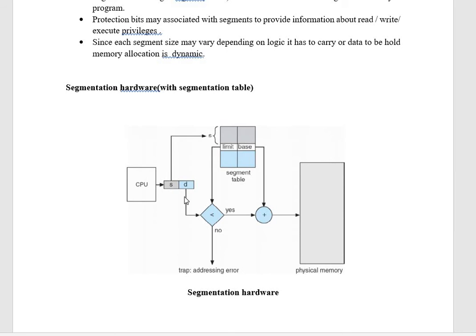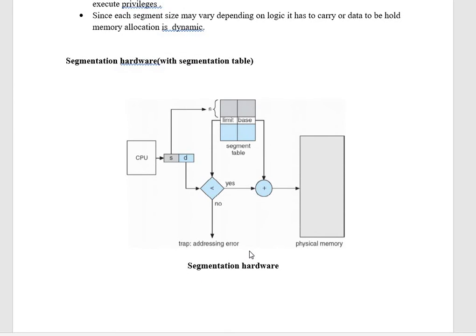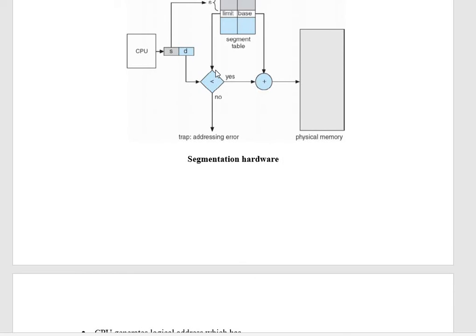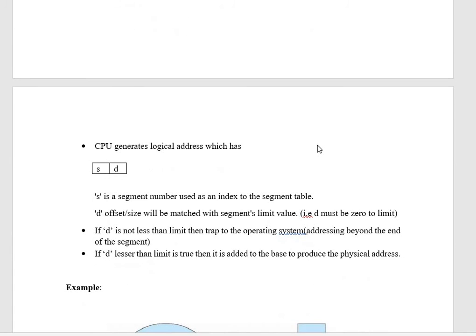Suppose the logical address generated is not lying within the limit address or the length of the segment. Obviously it is a trap, because the offset cannot exceed the limit of the segment. So then we trap to the operating system, saying that there is an addressing error. This is how the segmentation address translation is carried out.